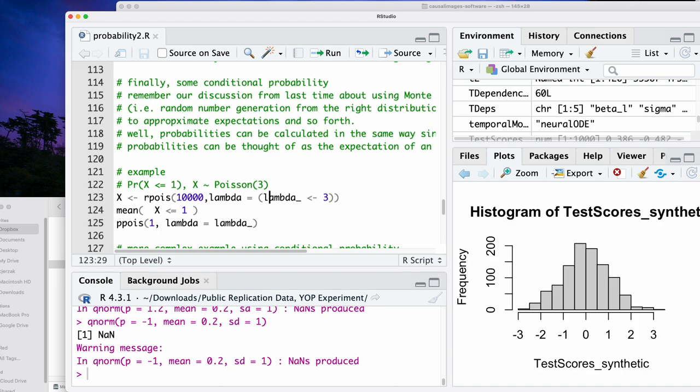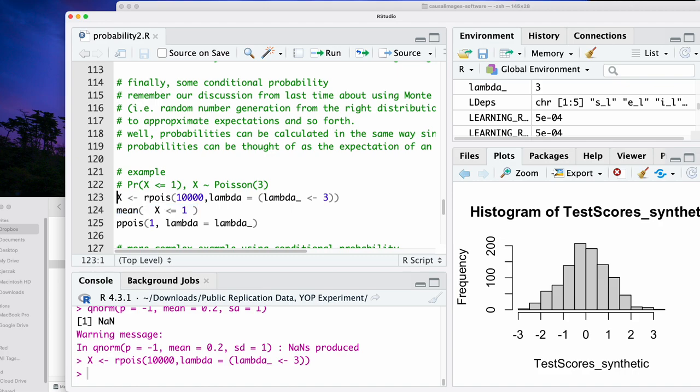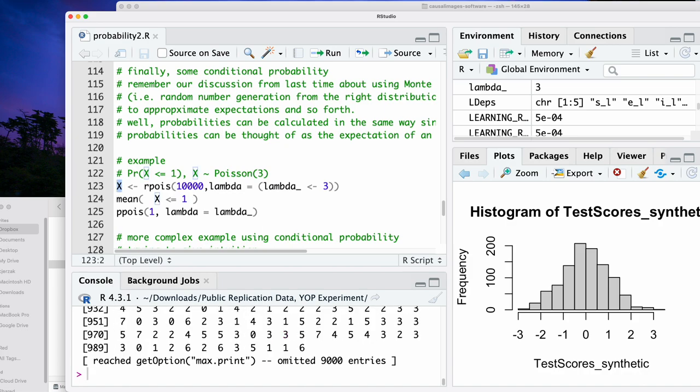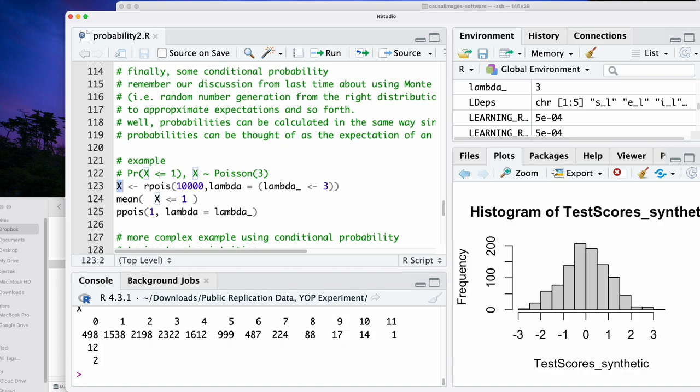So this first thing is basically me reminding everyone how you can use random numbers to calculate probabilities. What we're doing in line 123 is we're basically drawing a lot of random numbers from a specific distribution. It's a Poisson distribution. There's a specific lambda parameter associated with it, and that gives us these x's. Remember, the Poisson distribution is defined over counts.